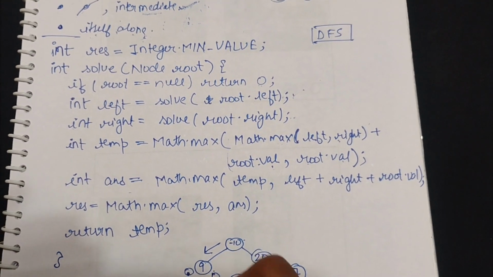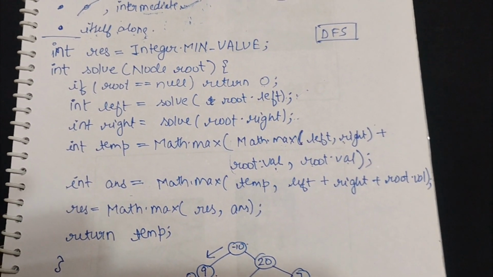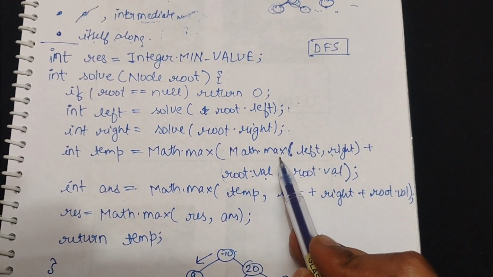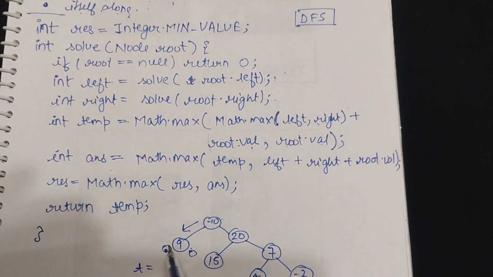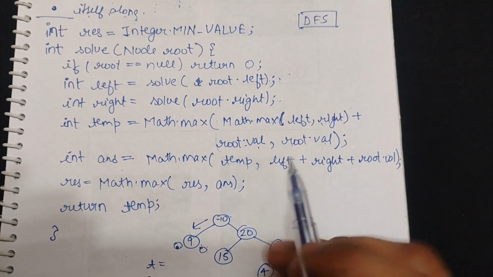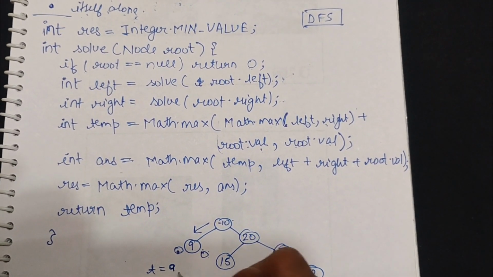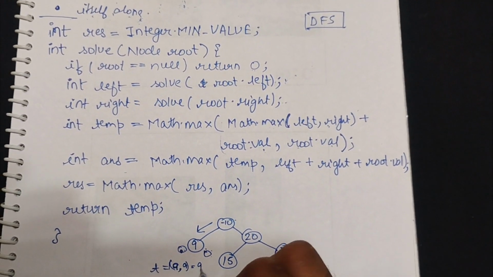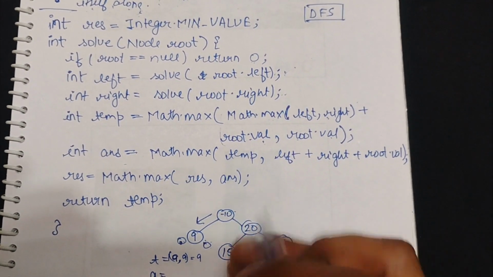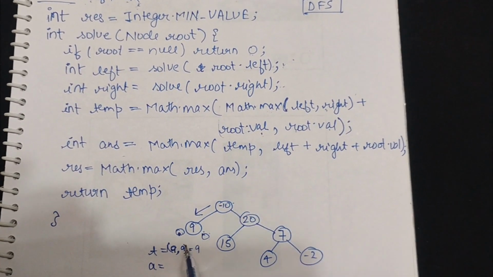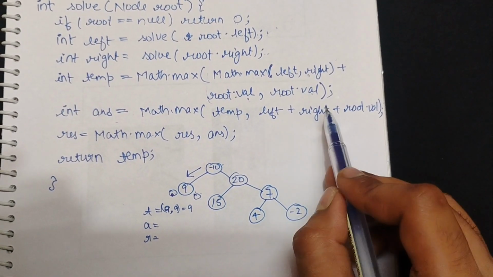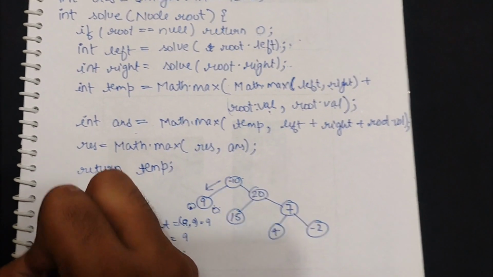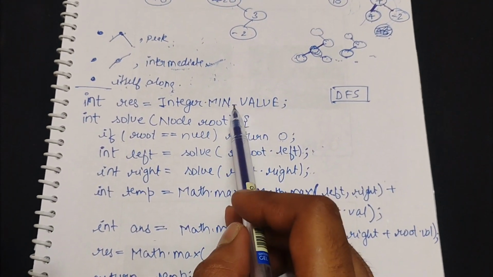That is, for 9 we have temp, answer and res, right? It will calculate temp. Maximum of 0, 0, we have left and right 0, 0, 0 plus root dot 1. That is, temp becomes 9, maximum of 9, root dot 12. 9 is itself 9. Now it will calculate answer. Maximum of 9, we have temp 9, 9, 0, 0 plus 9. 9, 9 is 9. And currently we have res equals to minimum value, initiated with minimum.